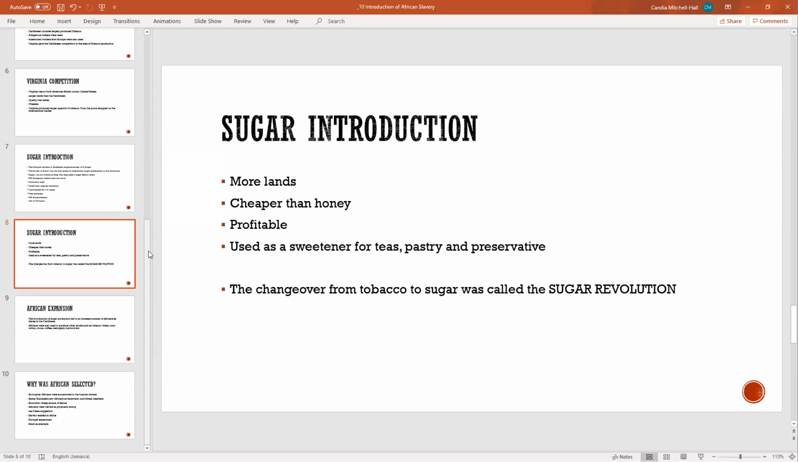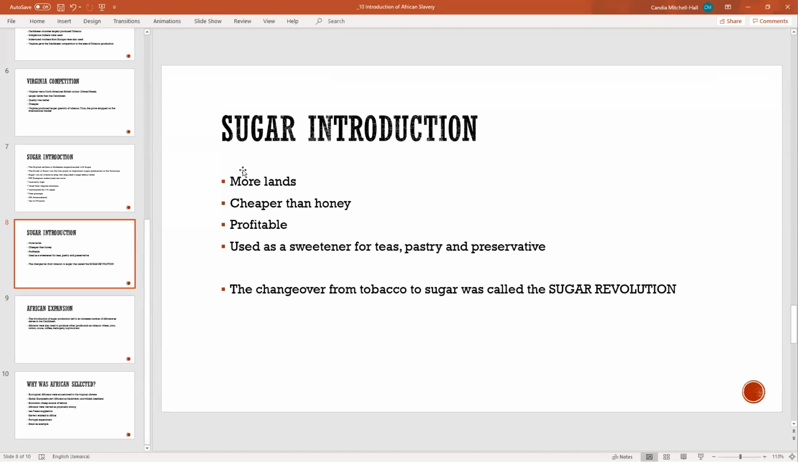They produced way better quality tobacco. It was cheaper because they sold their tobacco at a cheaper price. And so Europe tended to buy Virginian tobacco over the Caribbean tobacco. And so as a result of this, the Caribbean decided that they were going to change over from tobacco to sugar.